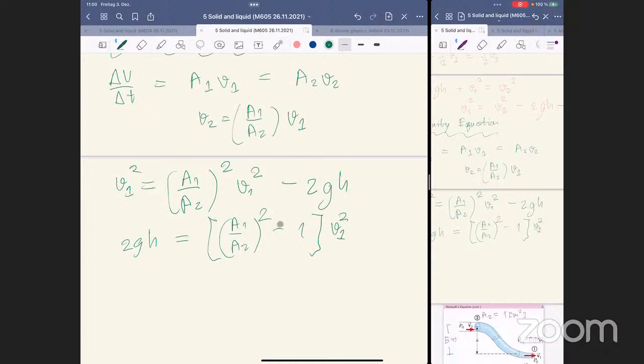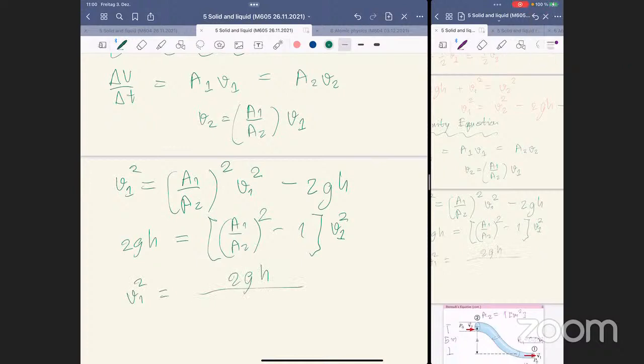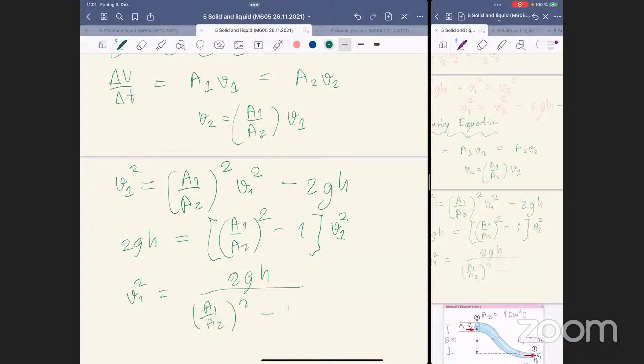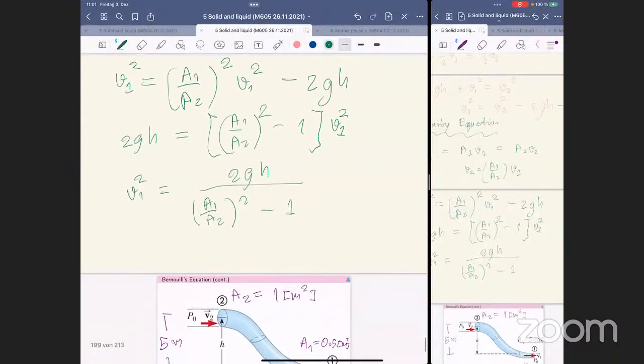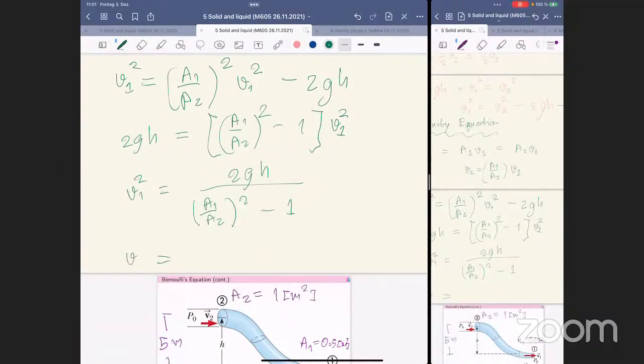Yes, we would move this coefficient to the left-hand side so that we get V1 square. So V1 square will be 2GH divided by ((A1 by A2) square minus 1), right? Let's substitute that. So V1 will be the square root of 2GH divided by ((A1 by A2) square minus 1), right?